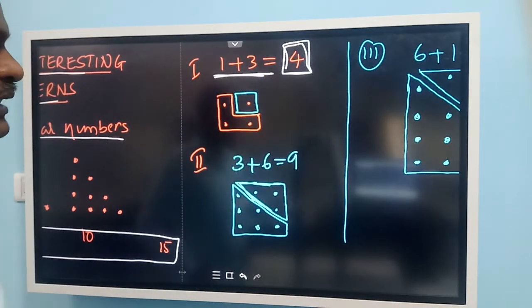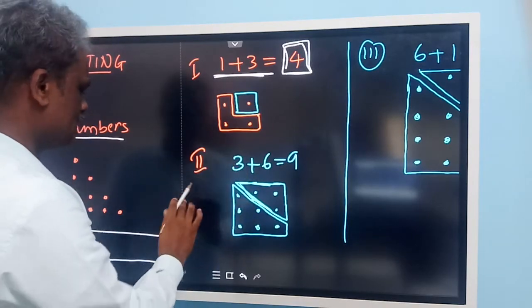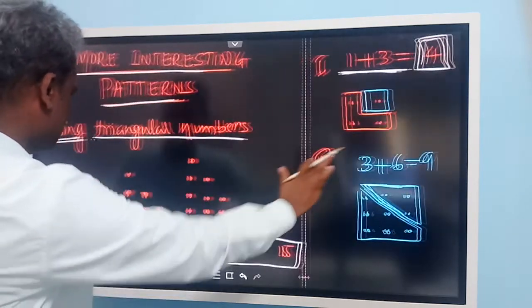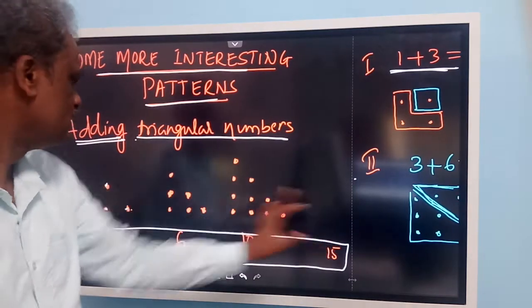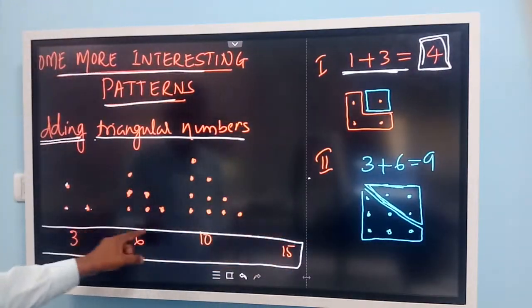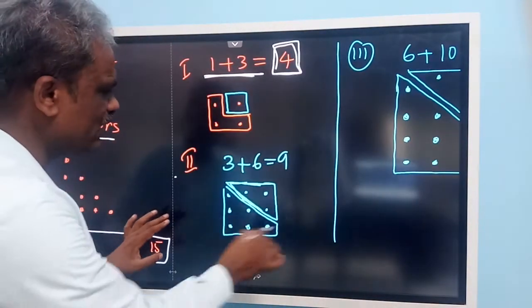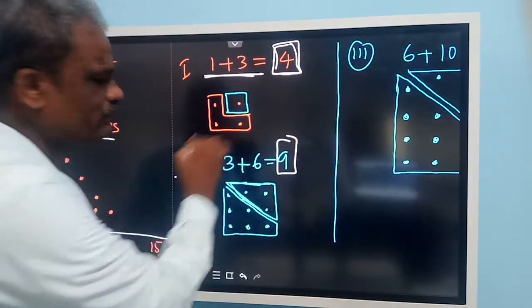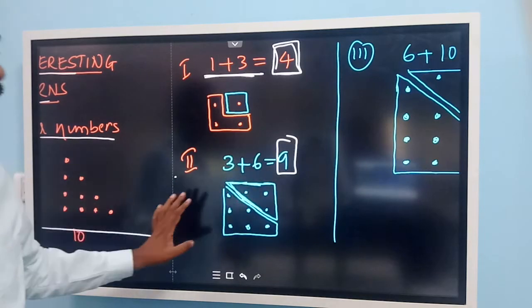Once you add the consecutive triangular numbers, 3 and 6 are the triangular numbers. So as I said, 3 is a triangular number, 6 is also a triangular number. If you arrange them, this 3 I am writing here as dots, 1, 2, 3. This 6 dots here. So what are you getting? You are getting a square. The square number is 9. When you add the triangular numbers, you are getting a square number.